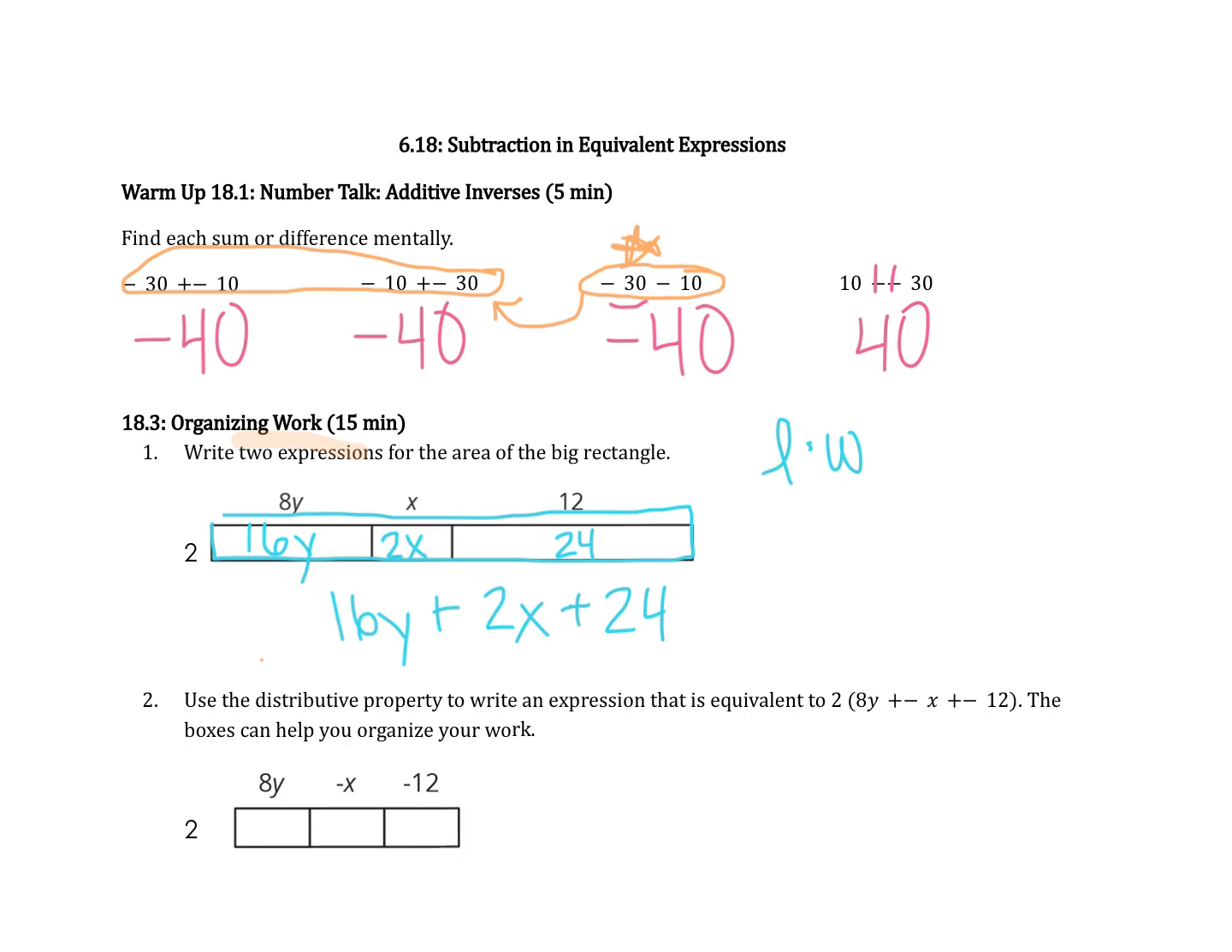Another expression that would be equal to 16y plus 2x plus 24 would be 2 parentheses 8y plus x plus 12. We talked about that when we have parentheses, we're saying we have two groups of 8y plus x plus 12. This is just what it would look like if I wrote it out algebraically.